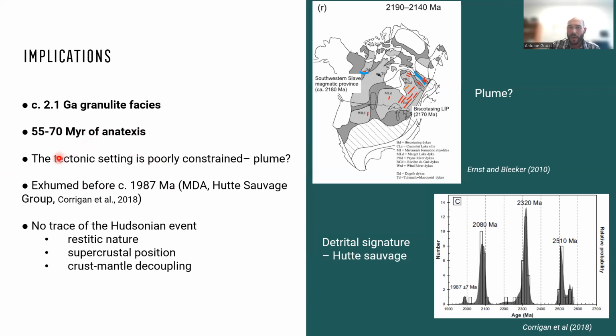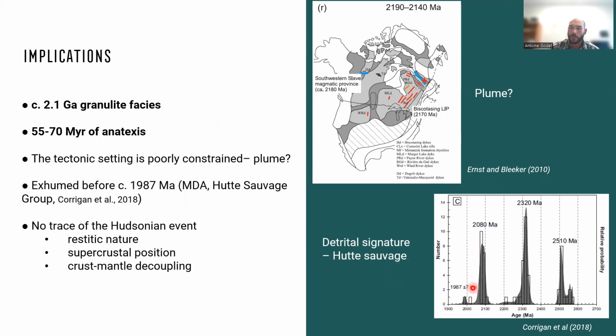The tectonic setting is poorly constrained at that time. We know that there was likely a plume that was located in that region. It's from Hansen Blicker 2010. So it might explain the high thermal conditions, but we still don't explain how these supracrustal sequences were buried at depth. It's still an open question. But what we know is that they were likely exhumed before 1987, because I think they contributed to the Hutte Sauvage group.